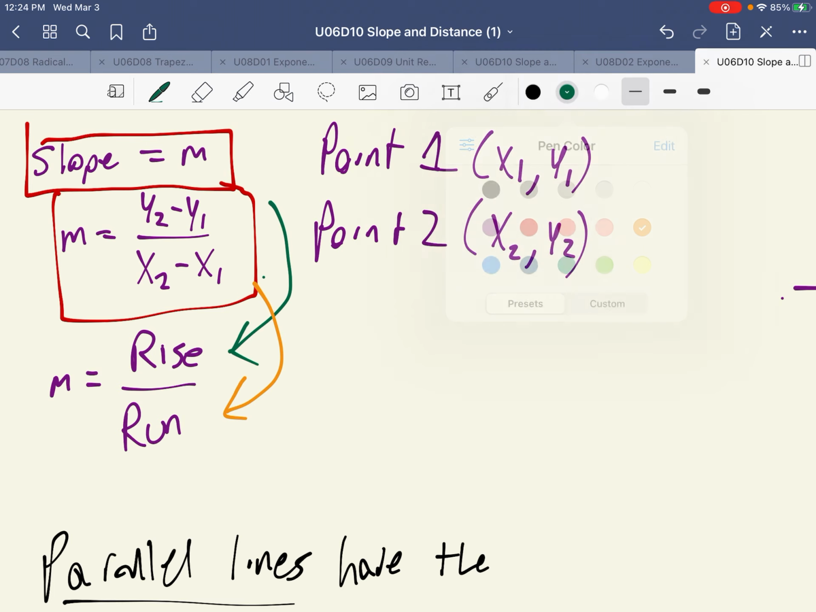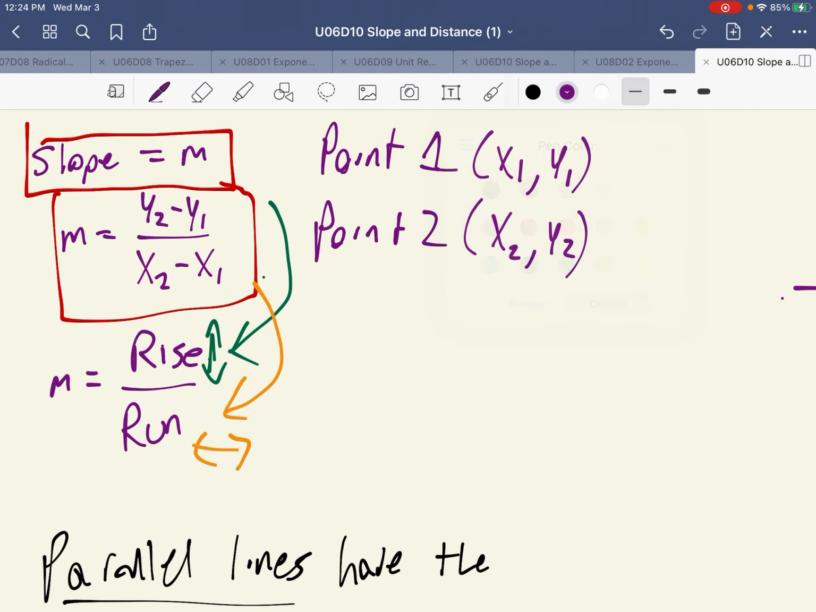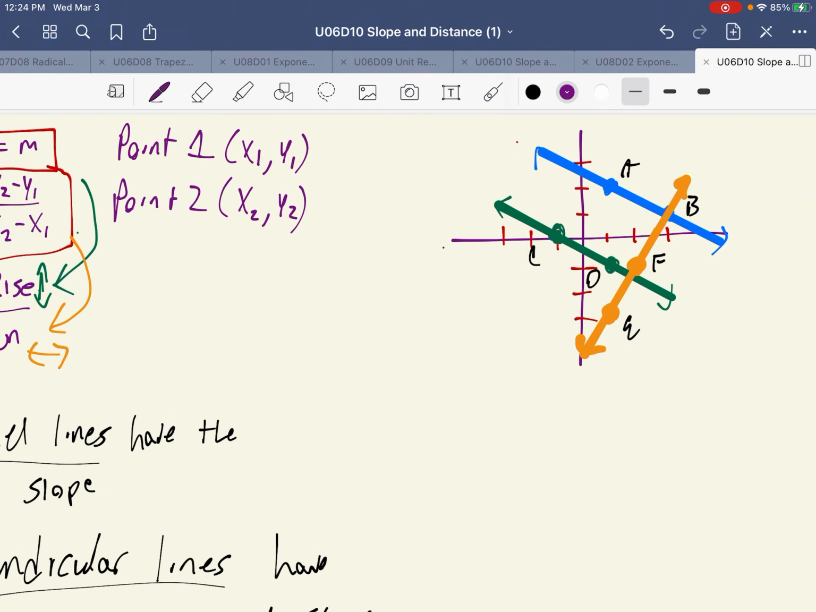So the rise of a graph is the graph's distance of going up or down. So it can be positive or negative, and the run can also be positive or negative, which is the measure of a graph's ability to go left and right between 2 points. X1 and Y1 are determined by the value of the first point. So the first point will determine what is X1 and Y1. The second point will determine what is X2 and Y2.